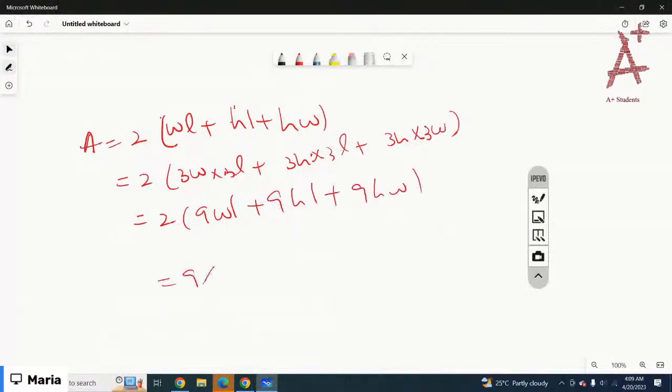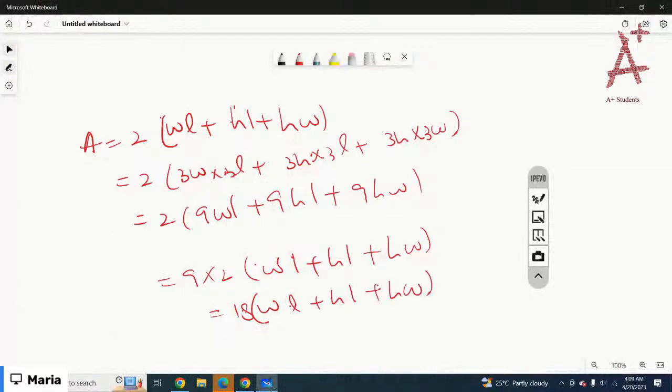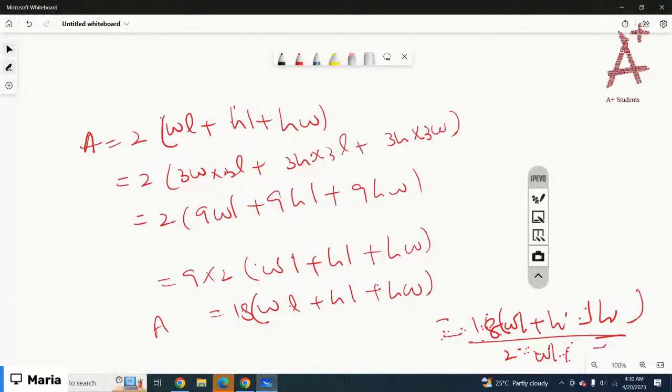So take out 9 outside, it would be 9 times 2 times (WL plus HL plus HW), which is 18 times (WL plus HL plus HW). That would be the new one when you triple all the side lengths. Got it? So you have to divide it by the original value, 2 times (WL plus HL plus HW). 2 times 9 is 18. That means the new surface area is 9 times the old surface area.